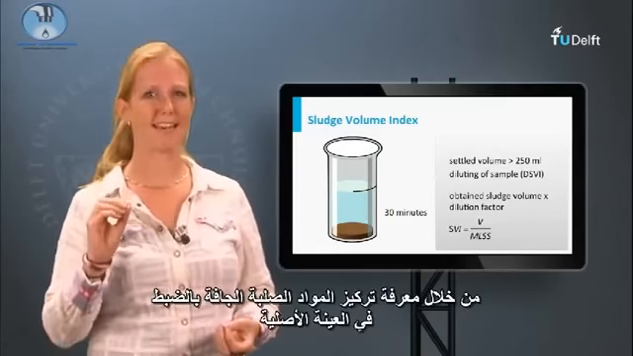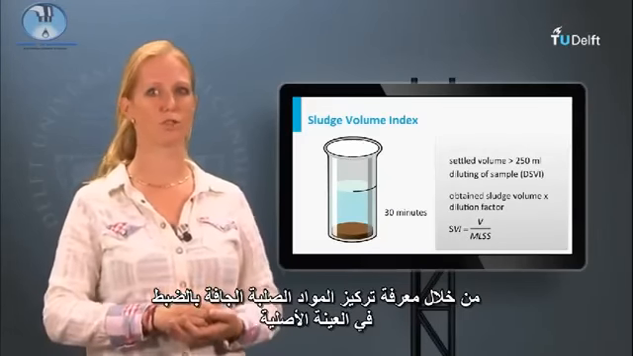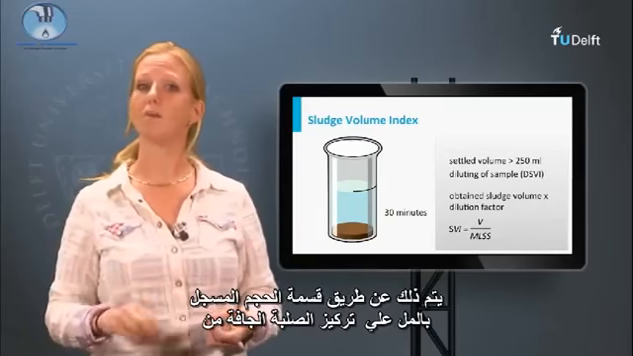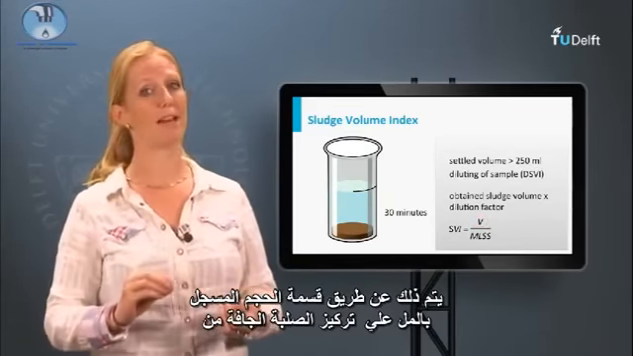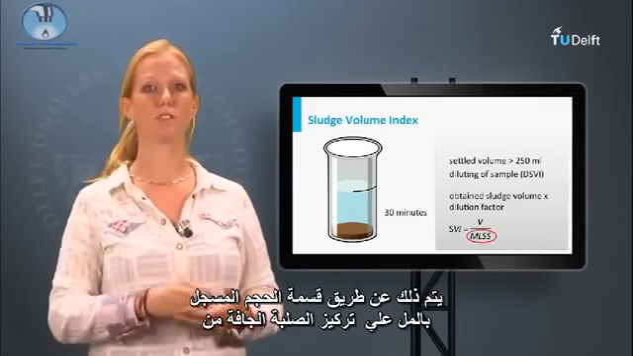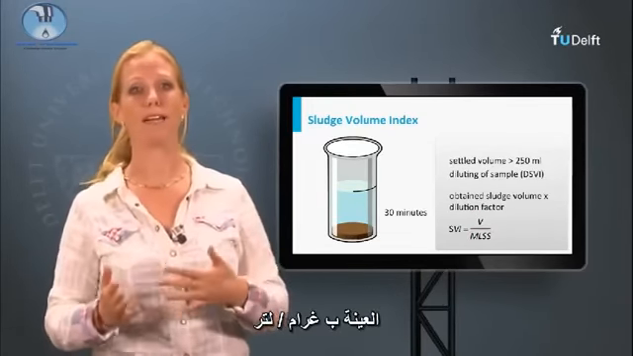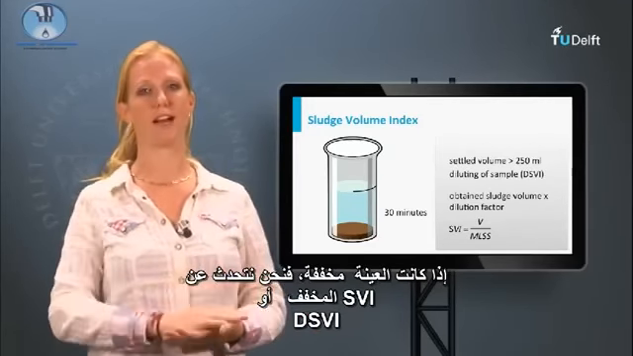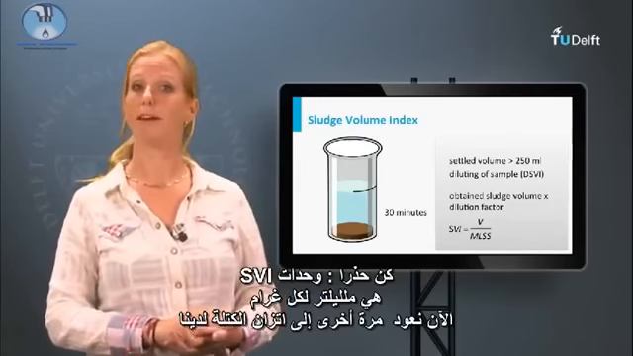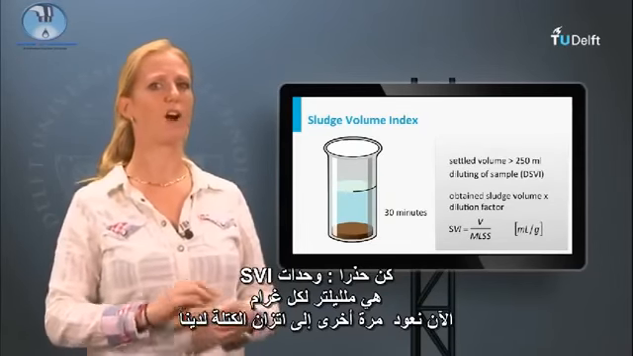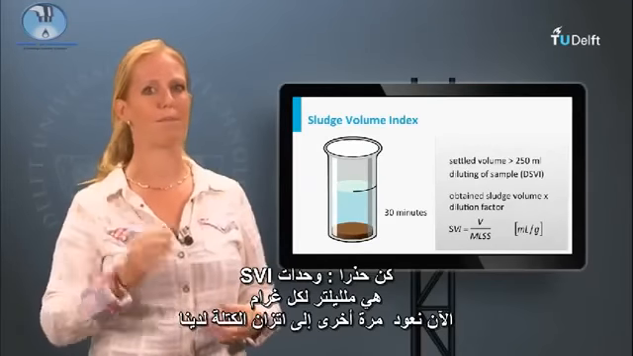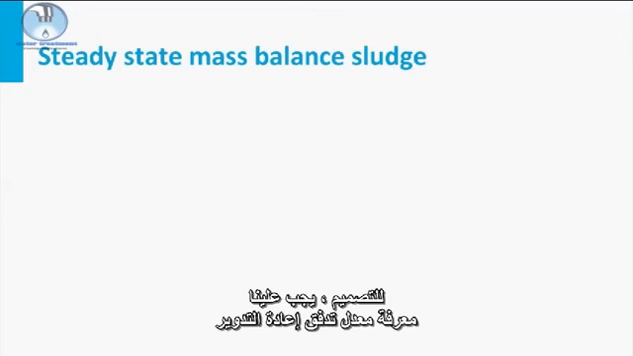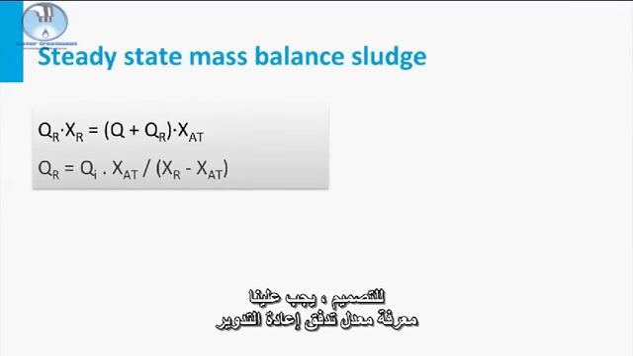By knowing the exact dry solid concentration in the original sample, a sludge volume index can be calculated. This is done by dividing the registered volume in milliliters by the dry solid concentration of the sample in gram per liter. If the sample was diluted, we speak about the diluted SVI or DSVI. Be careful, the units of SVI are milliliters per gram. Now back to our mass balance of the aeration tank. For the design, we should know the recycle flow rate.